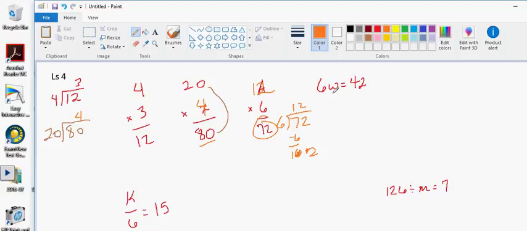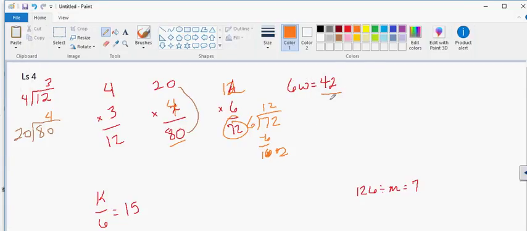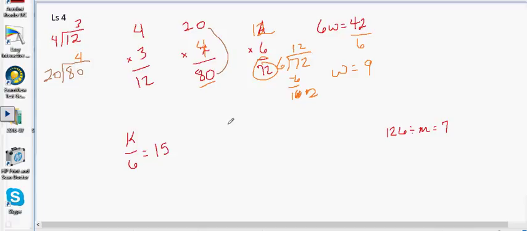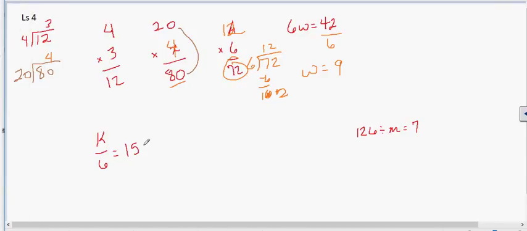Remember, we can show multiplication simply by putting a number next to a letter, missing the second factor. So we divide 42 by 6. That's one I can do in my head. 9 times 6 is 42. Math facts.